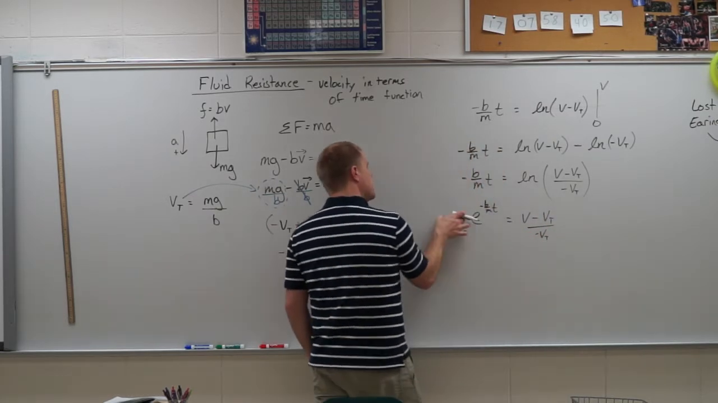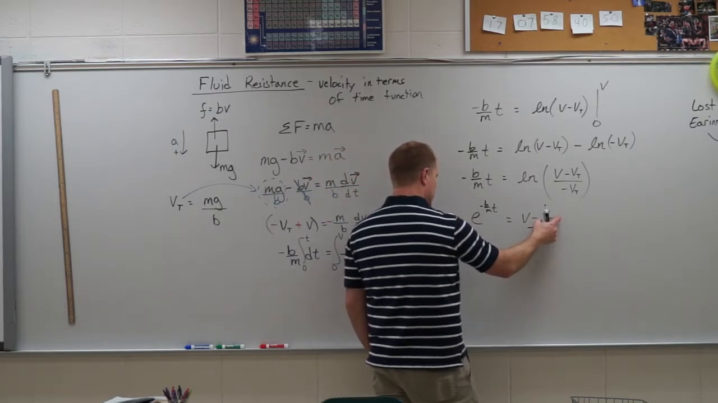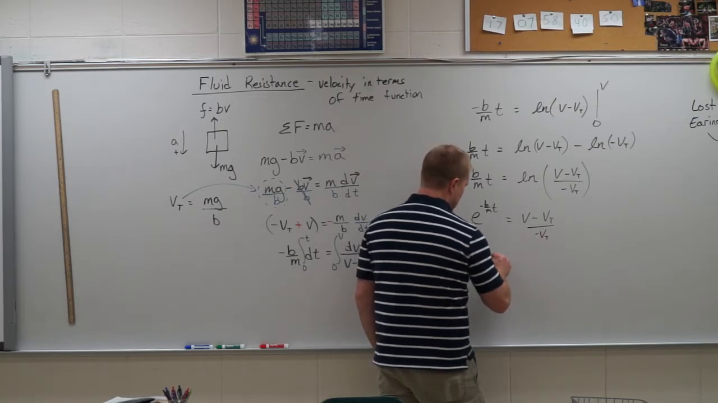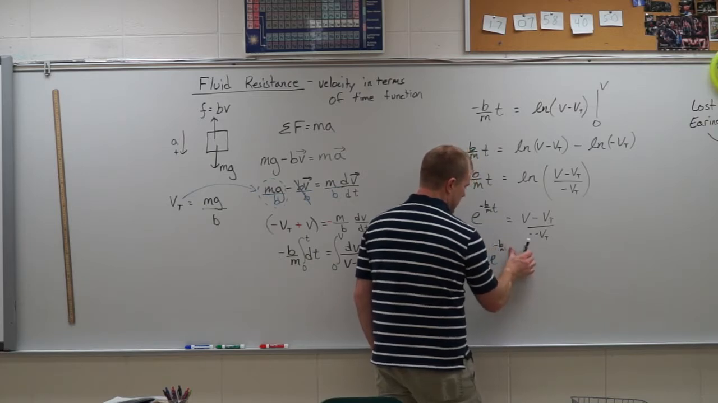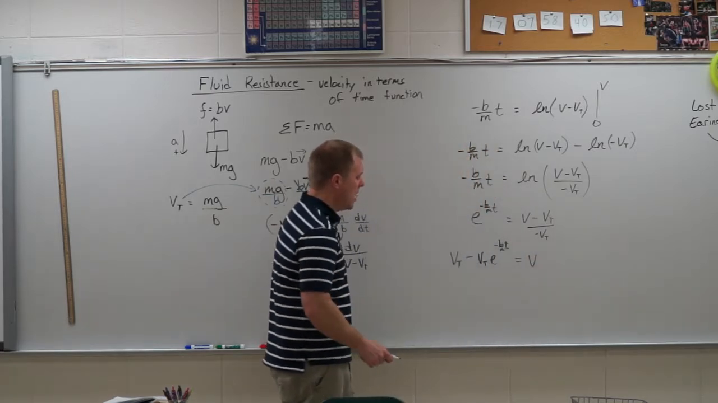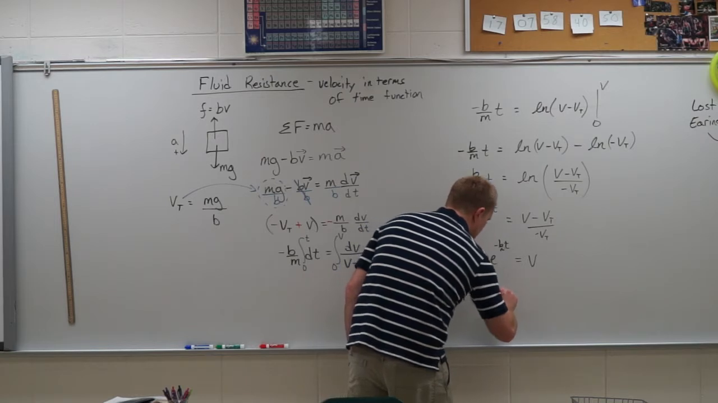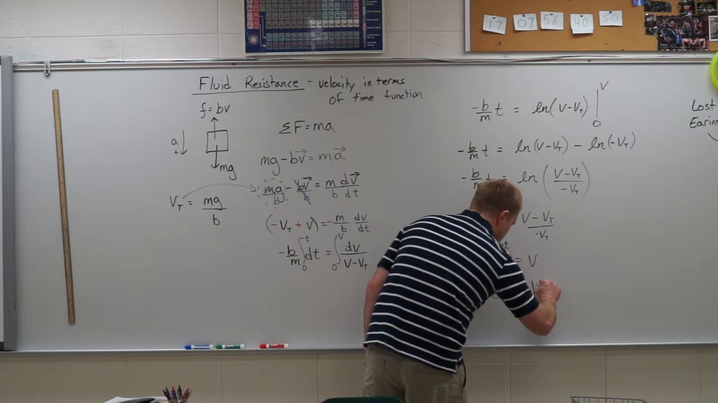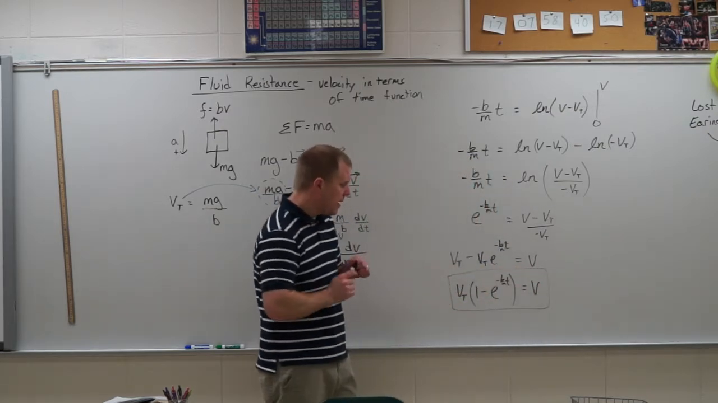Negative. Move that vt over. All right, so I have, and then I'll add this one over. So I'll have vt minus vt times e to the negative b over m t. Oops, t got kind of big there. t is equal to v. I'll factor out a vt here, and so I have vt times 1 minus e to the negative b over m t equals v. And so there is my function for velocity with respect to time.